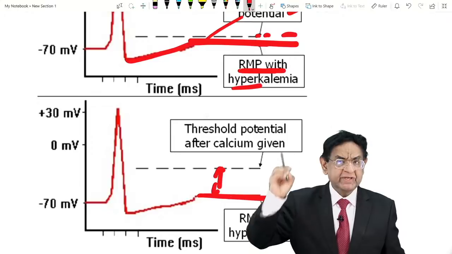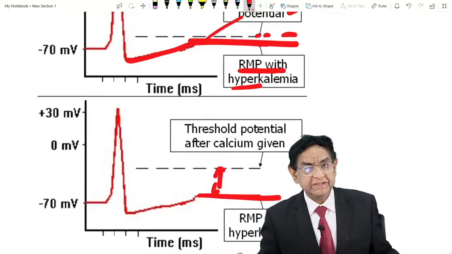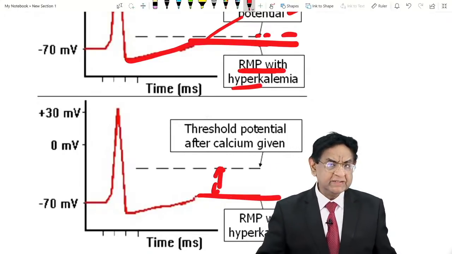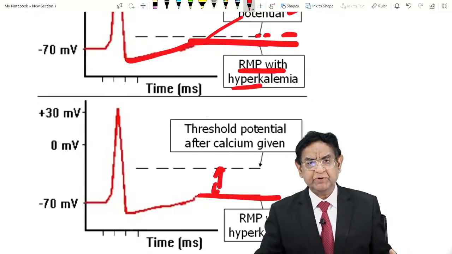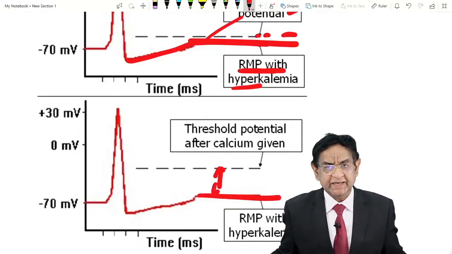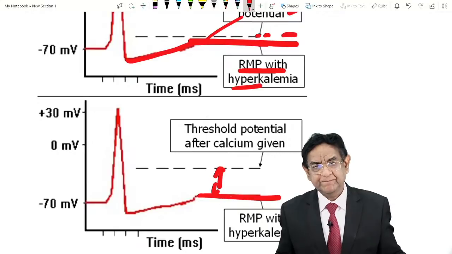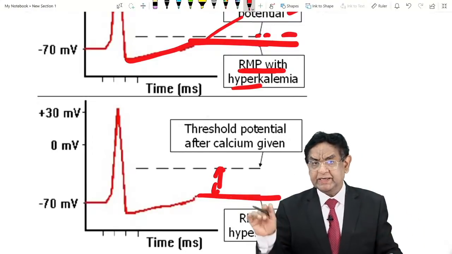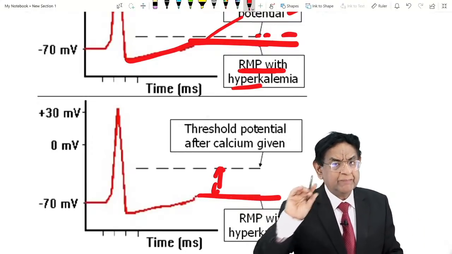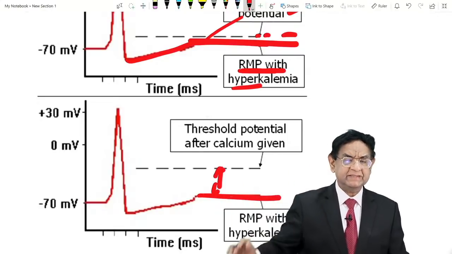So which is the first drug to be given? Calcium gluconate. What does it do? It restores the gap between resting membrane potential and threshold. What is the net result? It reduces excitability. But the point to be noted is that it has not reduced the potassium level. It is still as it is.